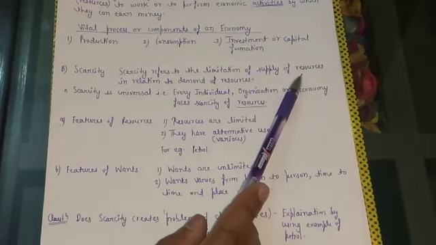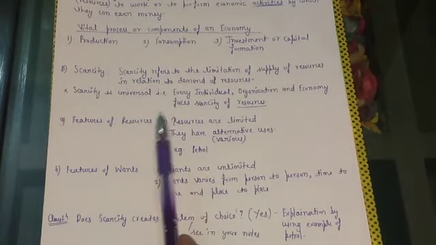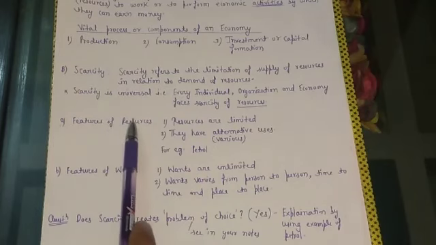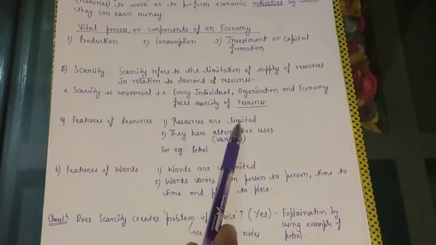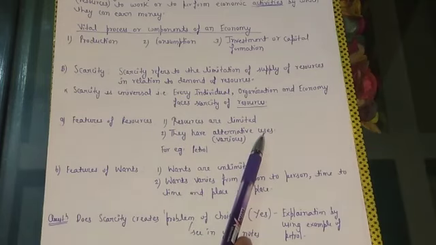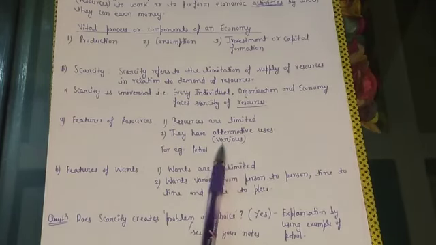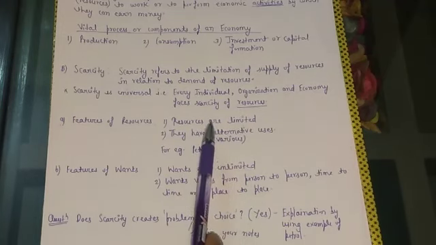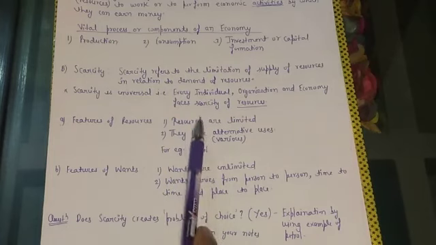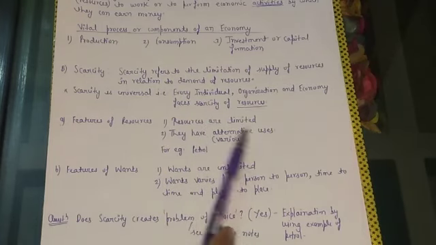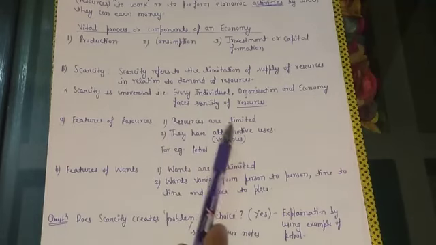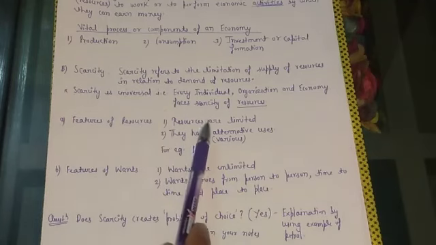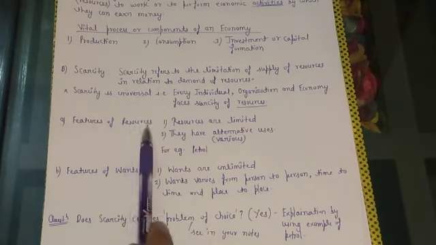Next, see here, we are talking about resources. How can we classify which thing would be called a resource or not? See here, features of resources. Resources are limited. They have alternative uses. What is the meaning of alternative? Various uses. Suppose if anything consists of both of these features, that thing would be called a resource, or we can say that thing would be considered a resource.